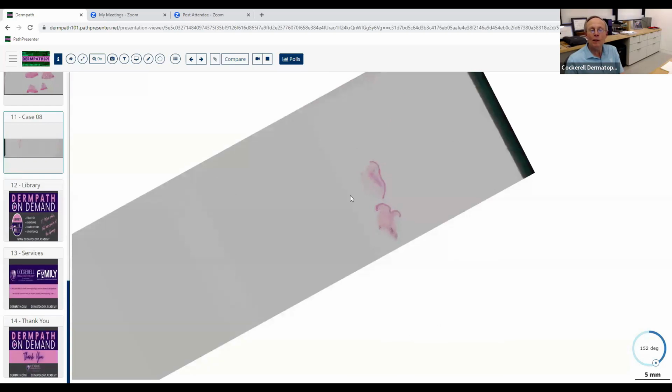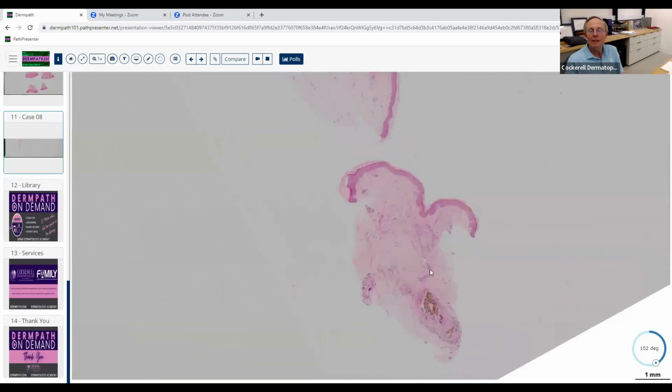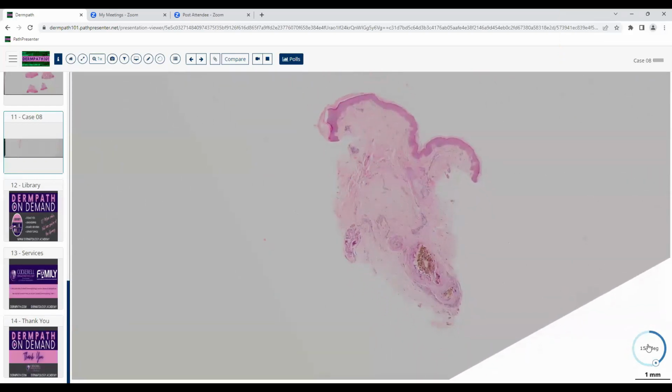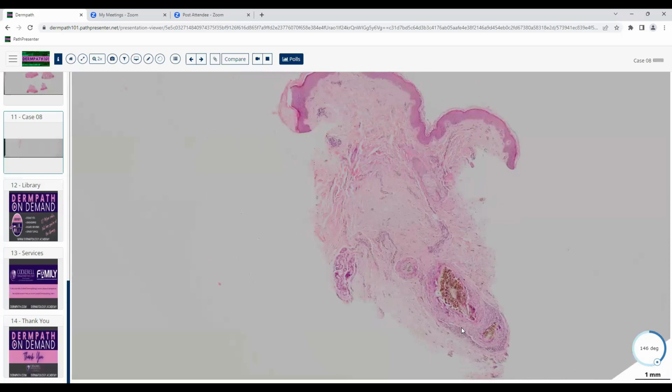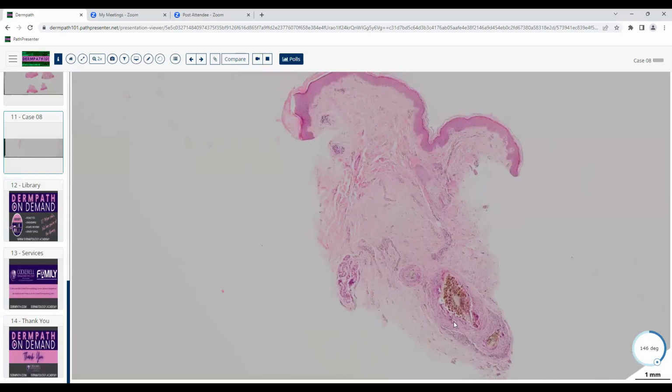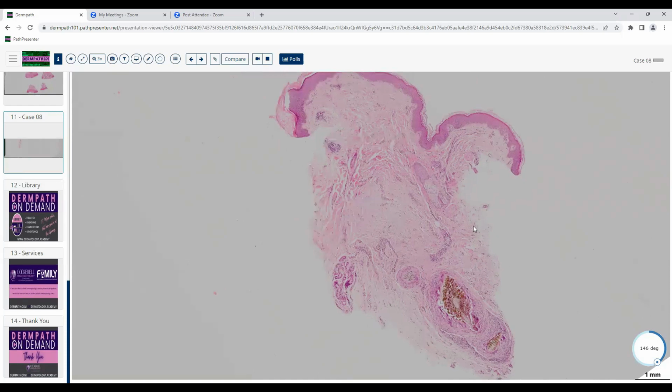Okay, so last one here, real quick one. All right, I can do this one. So we have a punch and not too much going on up higher in the epidermis or the superficial dermis. And then in the deeper dermis, I see some brown pigmented material.